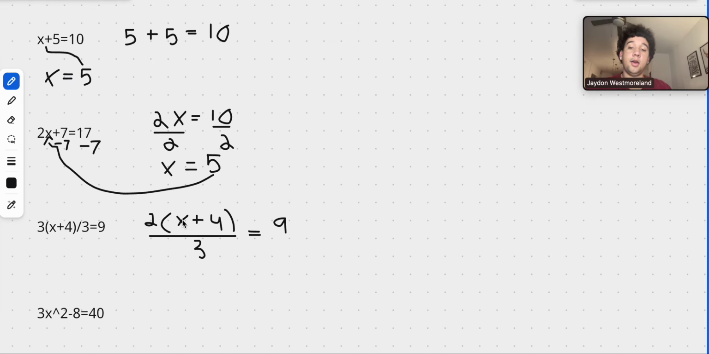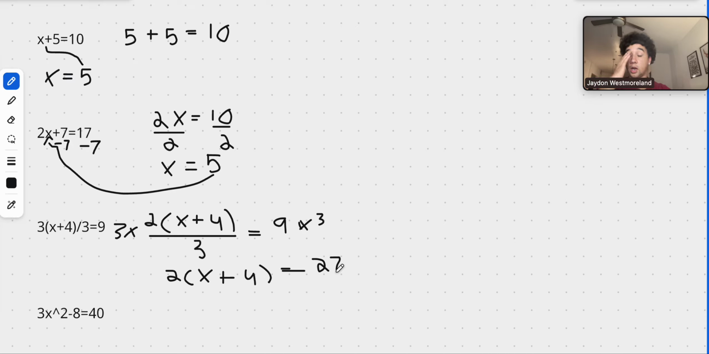So I cannot simply just, for example, subtract this 4. I can't simply subtract this 4 because it still has to be multiplied by 2 and divided by 3. So what I'm going to do here is I'm going to multiply both sides times 3 to get rid of that 3 first. Okay, that gives me 2 times (x plus 4) is equal to 27. All right.